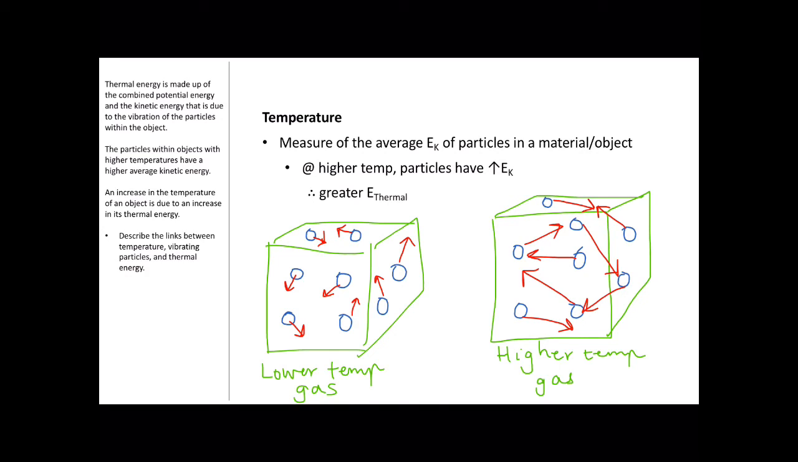So for example, we've got a gas here. There's the same volume, so I've got eight gas particles in each of these environments, but one is at a low temperature and one is at a higher temperature. At the lower temperature, the particles will be moving around a bit more slowly, so they'll have a lower velocity and therefore a lower kinetic energy. Whereas at a higher temperature, they'll have a higher velocity, there'll be more movement, and therefore their kinetic energy will be greater.